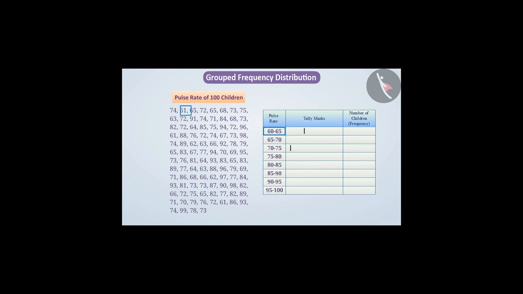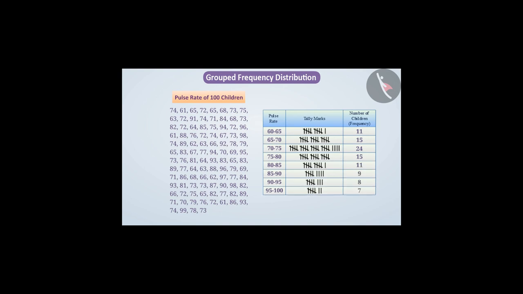The third number is 65. Can you tell in which group we will include it? Think. Here we see that the number 65 can be included in these two groups, 60 to 65 and 65 to 70. But if it is included in both, then it will be counted twice, which is wrong. To avoid this, we follow convention. The common or overlapping observation between two intervals is considered in the higher class interval. In this way, we will include 65 in the 65 to 70 class interval.